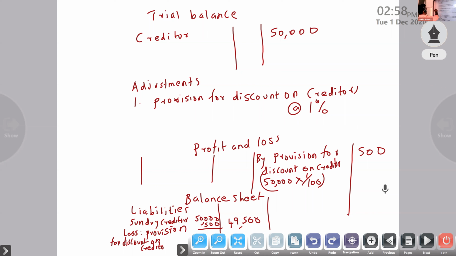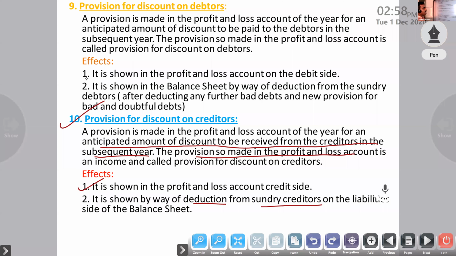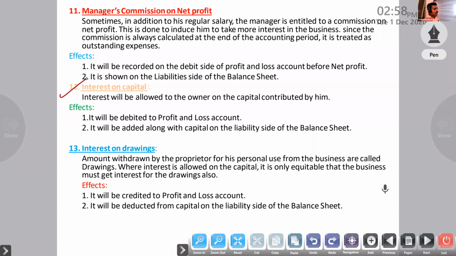Next, interest on capital. The last one was interest on drawings. Interest on capital: what do you mean by capital? Investment. Yes, the amount invested by the owner into the business. That is called capital. According to the business entity concept, it is treated as a loan given by the owner to the business. So it is equitable to give interest on the capital contributed by the owner.